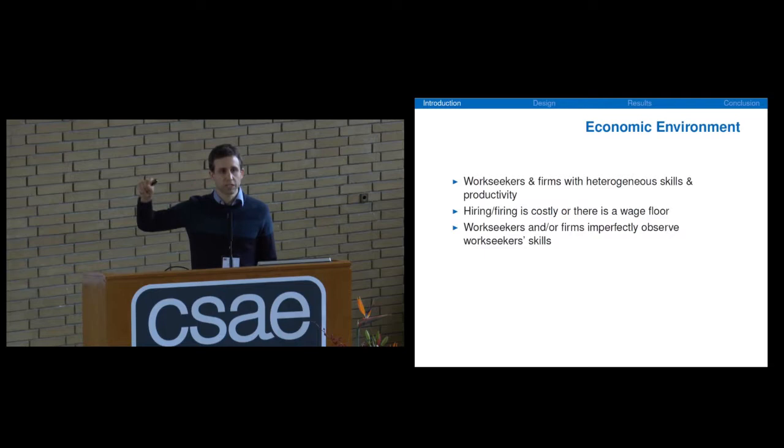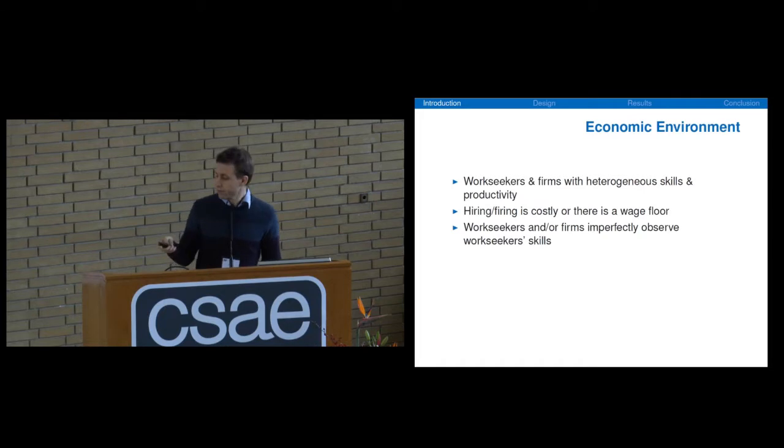The firms have heterogeneous productivity, the work seekers have heterogeneous skills. There is some friction in the labor market that means that either hiring or firing is costly. So this might be a law that makes it difficult to fire people. It might be that it's expensive to hire and train new people. Or there might be a minimum wage. And this minimum wage could be zero. It could just be the case that you can't pay workers less than zero.